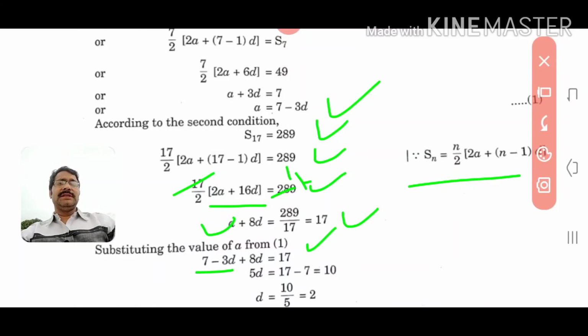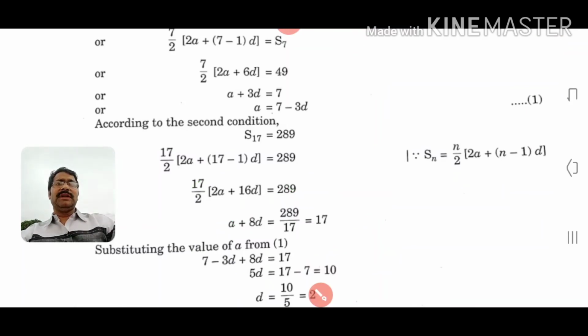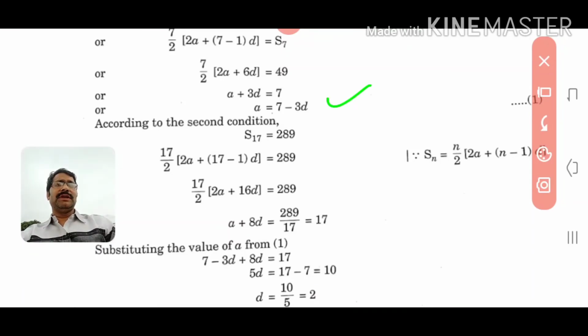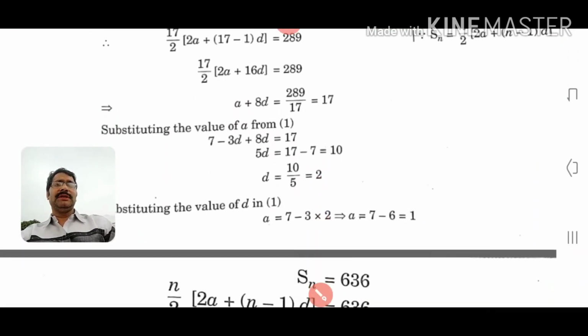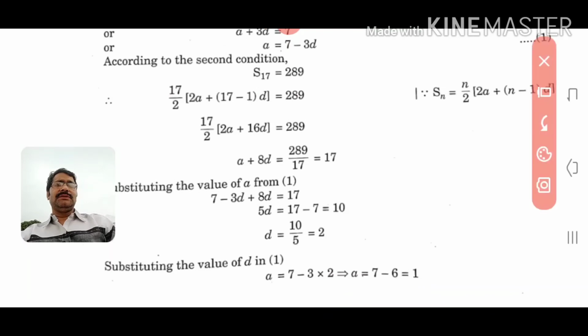8d minus 3d is 5d, and 7 you transfer to the right hand side, you get 17 minus 7 equal to 10. So 5d equal to 10 means d equal to 2. Now we have the value of d. So in equation 1, in place of d you put this value 2, you will get the value of a also. So a equal to 7 minus 3 into 2, that is a equal to 1.